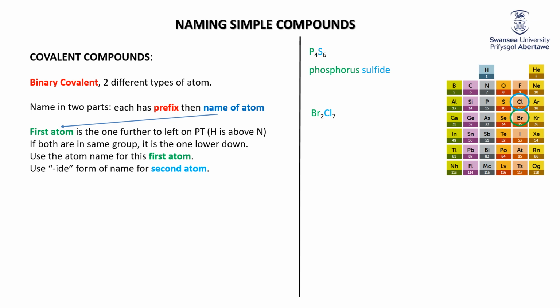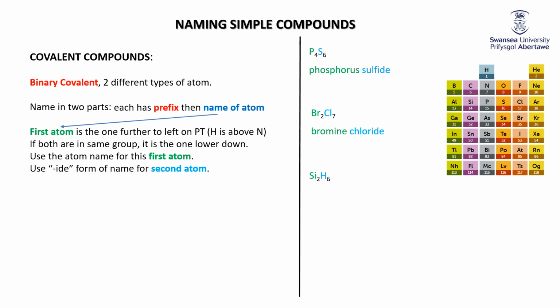Br2Cl7, excuse me. So here's Br and Cl, both of them in the same group. So we're going to take Br as the one lower down, that's the first atom, so we'll have bromine, and then the second atom we'll have in the -ide form, so it'll be chloride. So this is some form of bromine chloride.